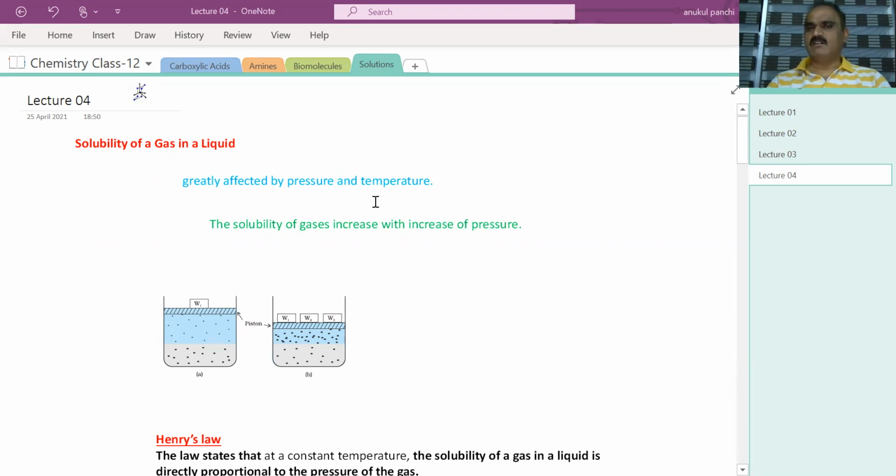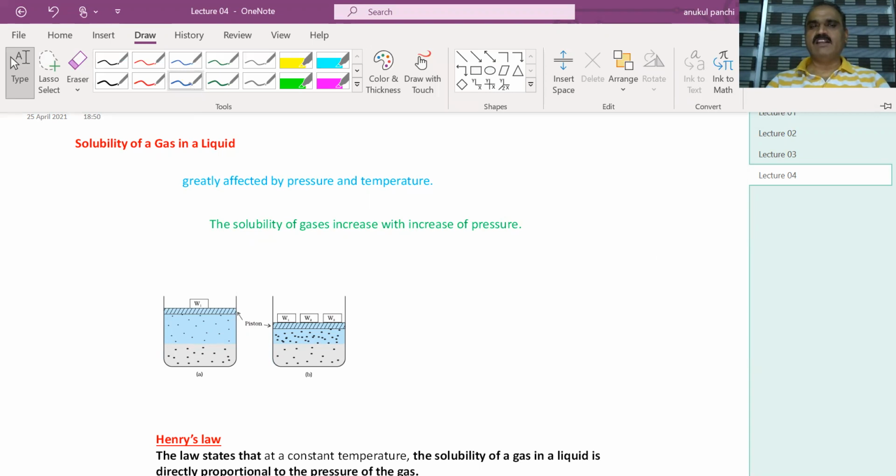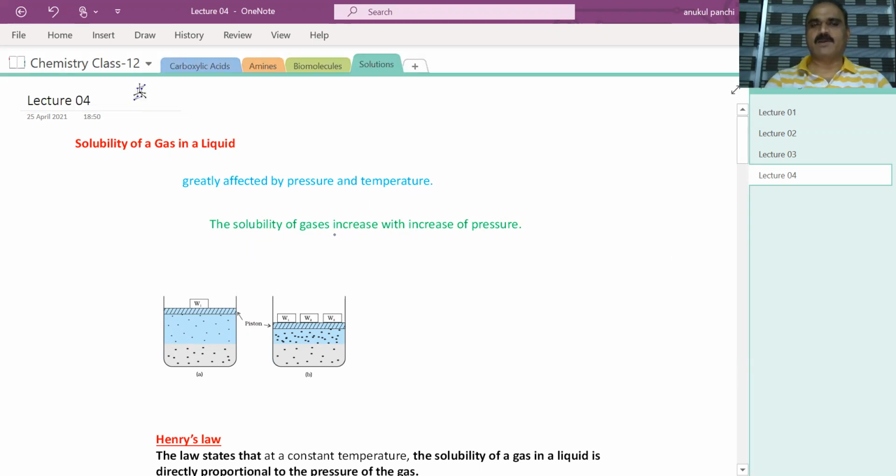From our general observation, we observe that when some gas is dissolved in liquid, for example, we drink cold drinks. In cold drinks, the cold drink bottles are tightly closed. They are closed under pressure. Why? Of course, to increase solubility of CO2 gas in that water or that sweet drink, because the solubility of gases increases with increase of pressure. Solubility of gas increases with increase in pressure.